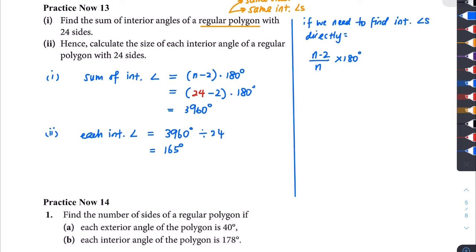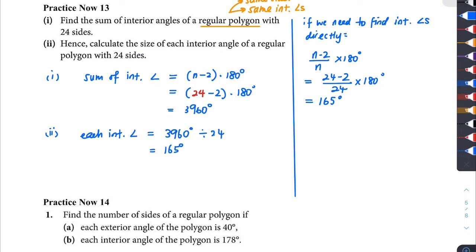But the thing is, my advice is don't rush. You just remember the formula for the sum of interior angles. So this is the faster way to do this, but it's also riskier and it's not general, it's very specific. Okay, so which is actually not as nice. Okay, 165 degrees.